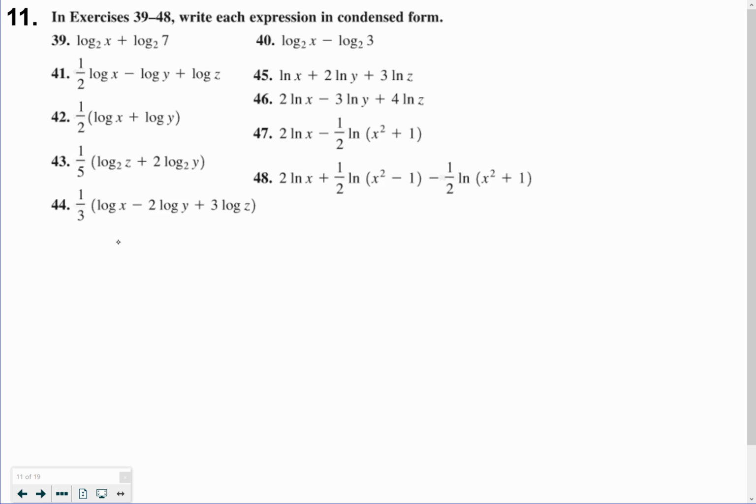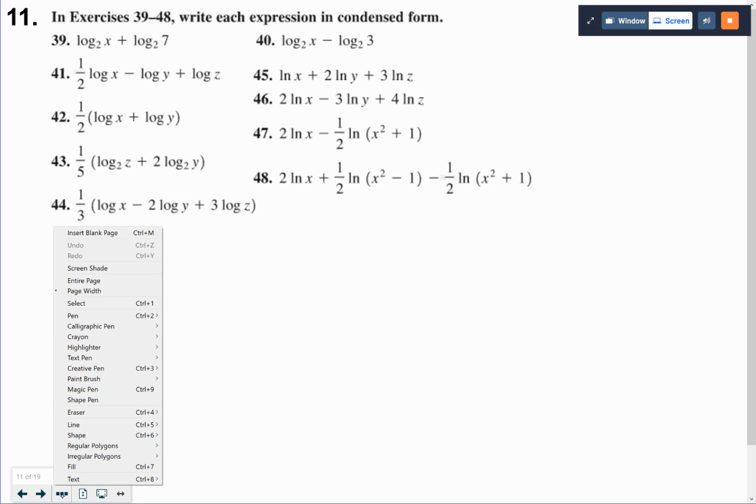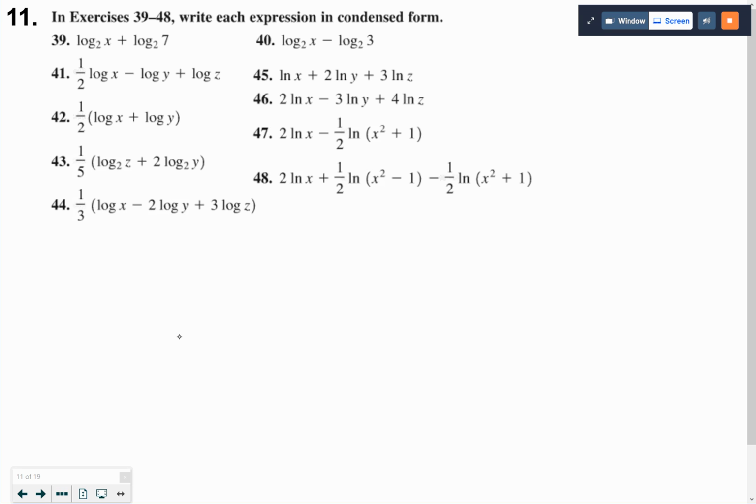All right, so first problem says to condense. We're condensing a log. Addition changes to multiplication. Subtraction changes to division. And if we have anything multiplied in front of our log, we can move it up into the exponents, are the steps that we're going to follow here. So go ahead and pick a number. What do we like? 47. Okay, so we are going to condense 2 natural log x minus 1/2 natural log x squared plus 1.